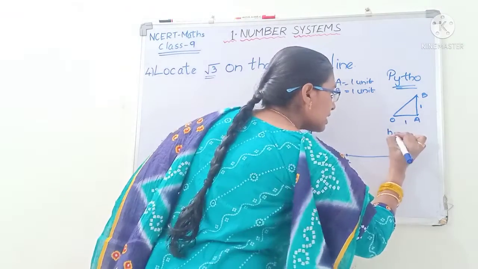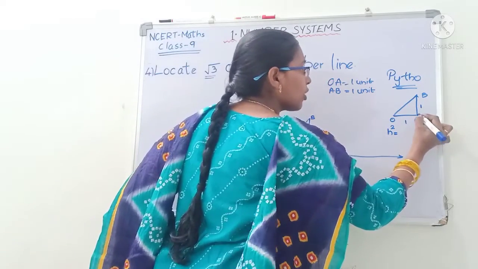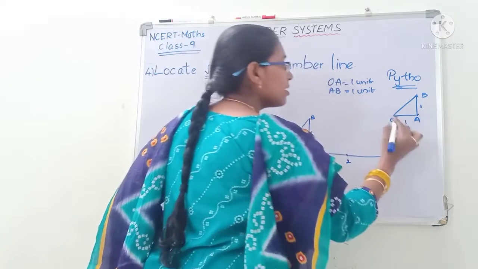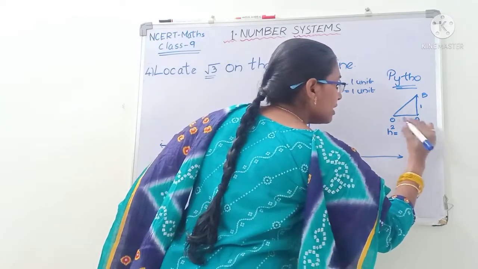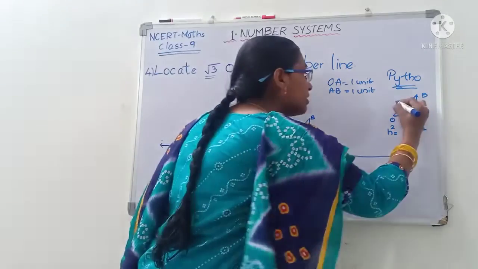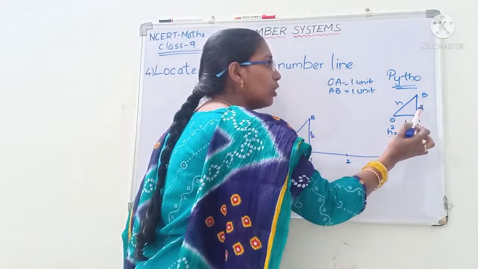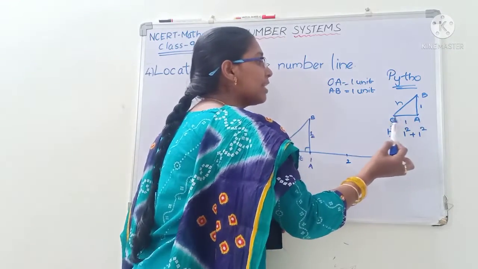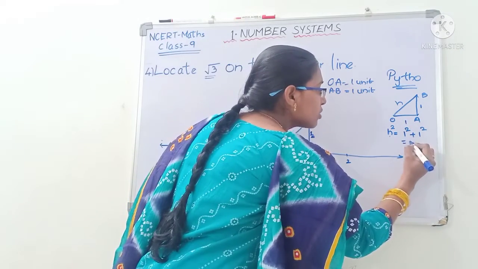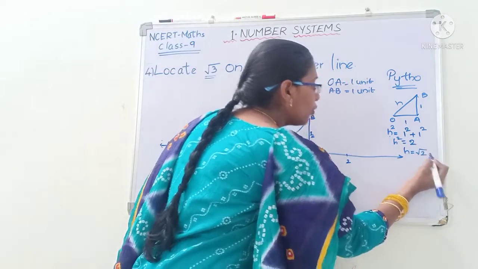According to the Pythagoras theorem, hypotenuse square is equal to opposite side square plus adjacent side square. Opposite side is AB. OA is 1 unit, that is the adjacent side. H square is equal to opposite side square plus adjacent side square. You got 1 square plus 1 square, that is 1 plus 1. You get H square is equal to 2. H is equal to root 2.